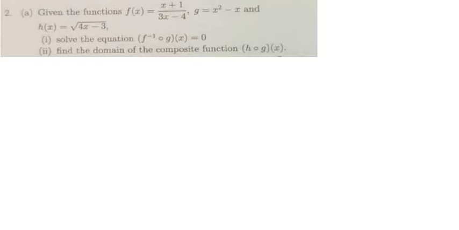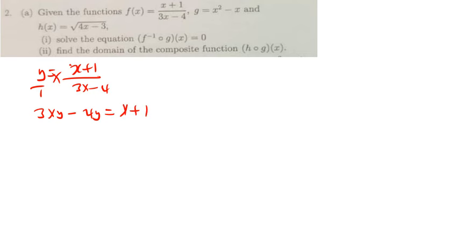So the first thing that I'm going to do, I'll find the inverse first. To find the inverse, equate f of x with y, then I'm rewriting this. Now make x the subject of the formula. Cross multiply: 3xy minus 4y being equal to x plus 1. Right? Yes.